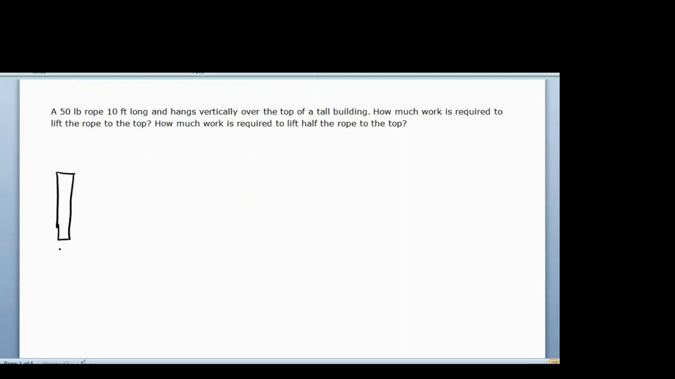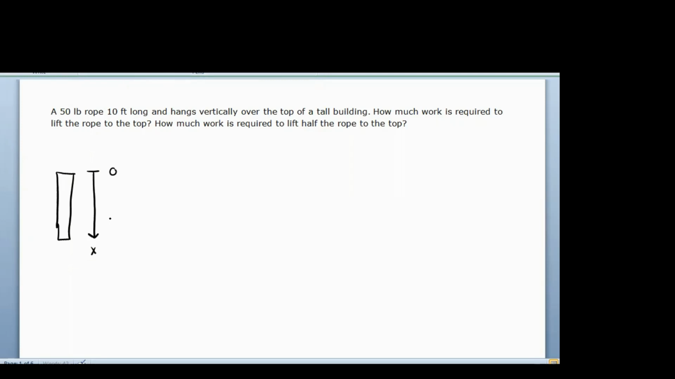There's my building. And now the way that you orient your picture is going to change the way you solve a little bit. The way I always do it, as you'll see if you watch my video on finding the work required to pump the water out of a tank, is I orient it so the top of the tank is 0. I'm going to do the same thing here. So the top of my building is going to be 0, and then as I extend down, x increases.